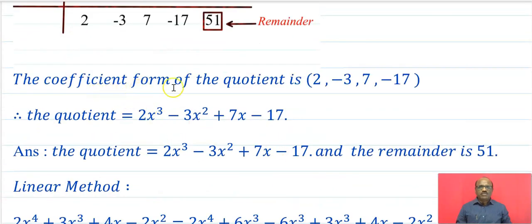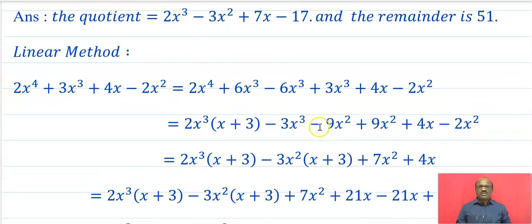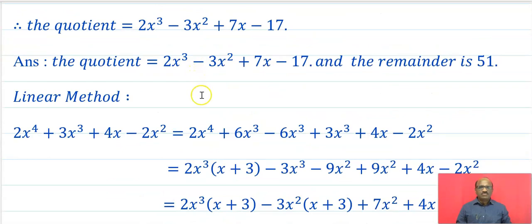Now the coefficient form of the quotient is 2, minus 3, 7, minus 17, and its degree is 3. Therefore, it is 2x cubed minus 3x square plus 7x minus 17. The quotient is 2x cubed minus 3x square plus 7x minus 17, and the remainder is 51. Now the linear method. See this here, that is 2x raised to 4. This is the first term. Now in bracket, we must have the divisor, so we will adjust here 6x cubed.